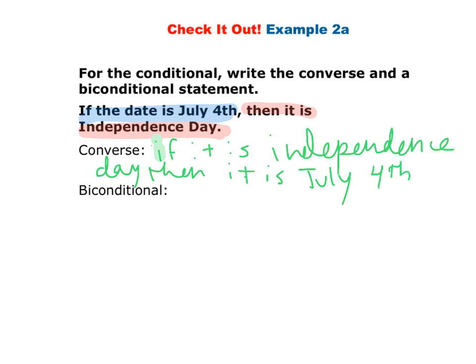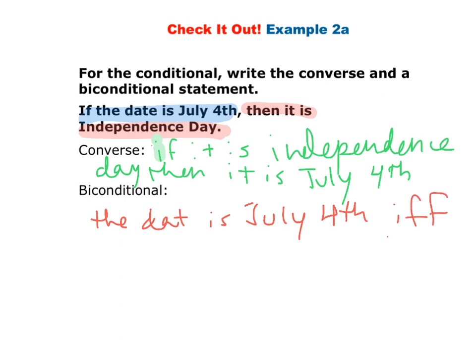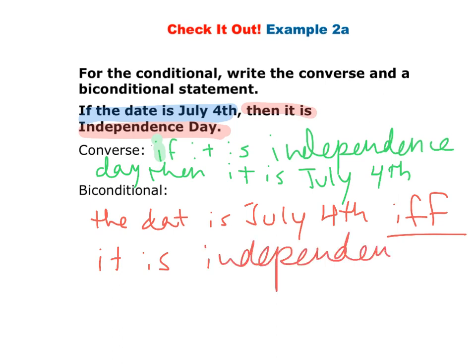Our biconditional, we would combine the two. So we write the date is July 4th if and only if it is Independence Day. So we drop the if and we drop the then. And in the middle we put if and only if. So the date is July 4th, if and only if it is Independence Day.